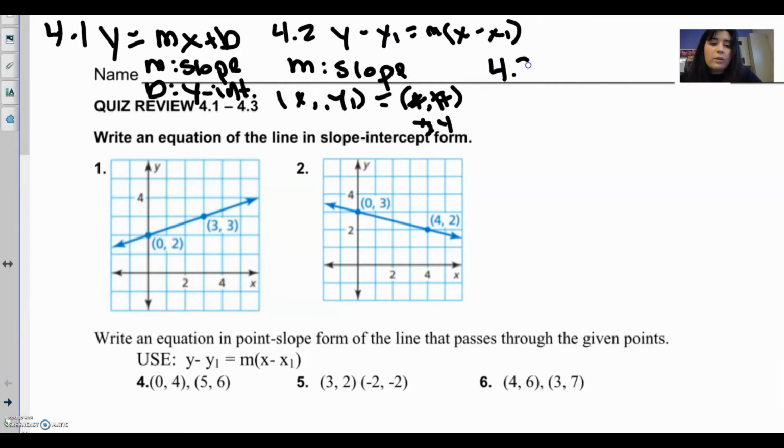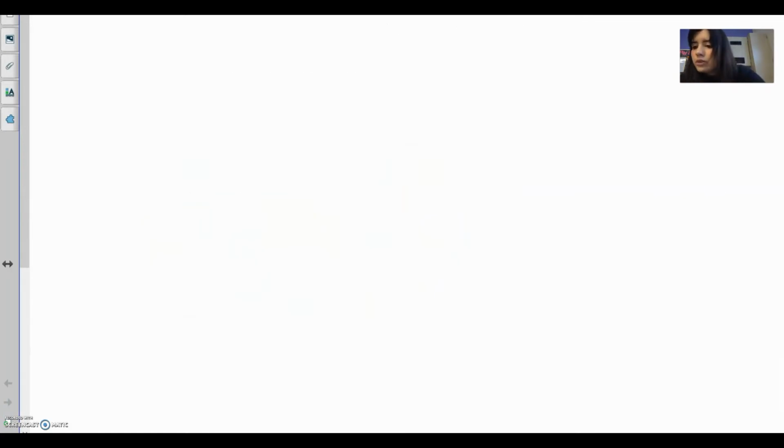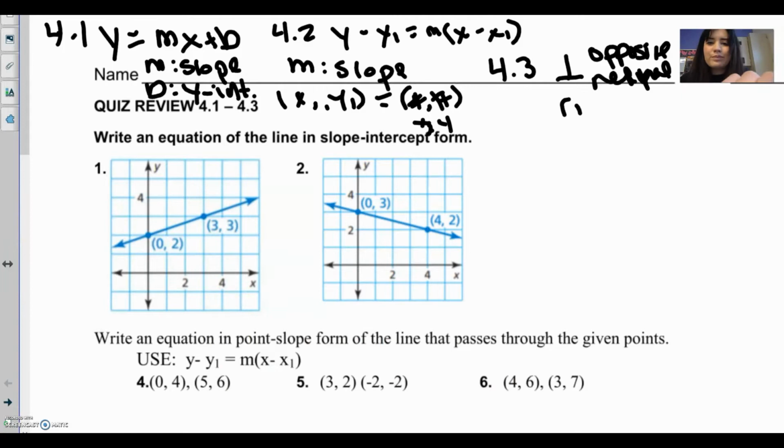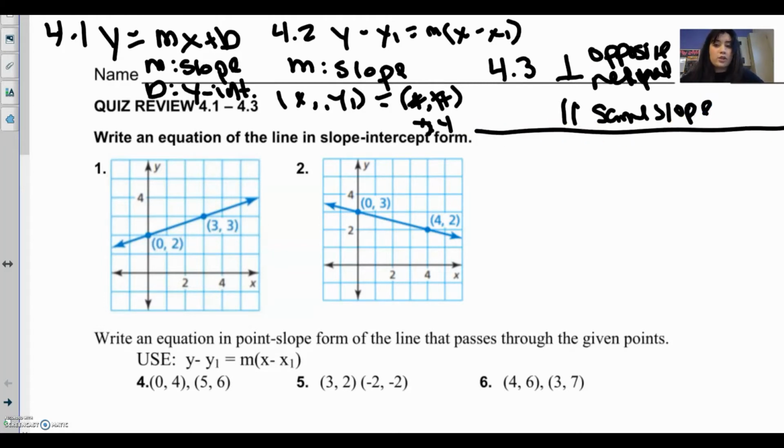Now for 4.3, we learned about perpendicular lines. Perpendicular lines have opposite reciprocal slope, and parallel lines have same slope. Okay, so those are just our general things that we learned.